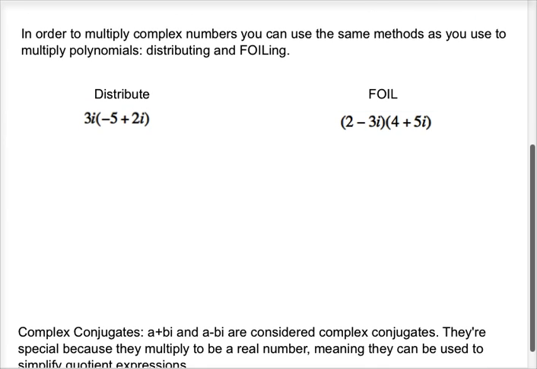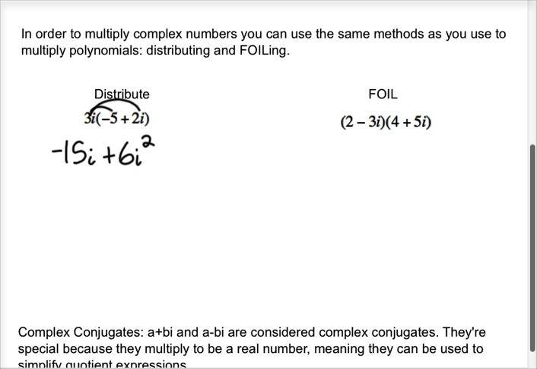So let's take a look at multiplying these things. There are two ways to multiply them, just like there's really two ways to multiply polynomials. We can distribute and we can FOIL. So distributing looks like this. So 3i times -5 would be -15i. 3i times 2i would be 6i squared because of the i times i.